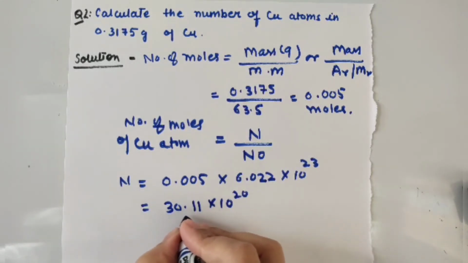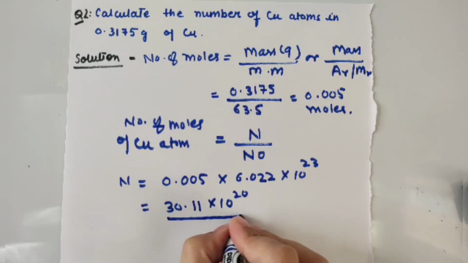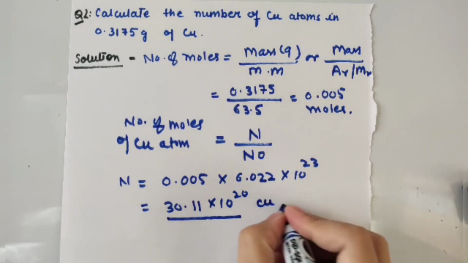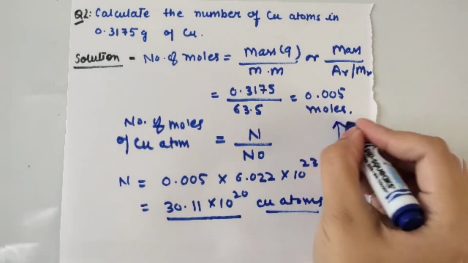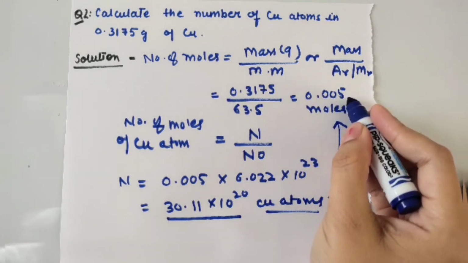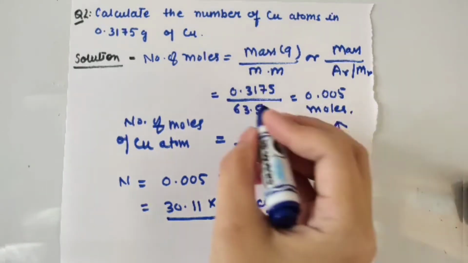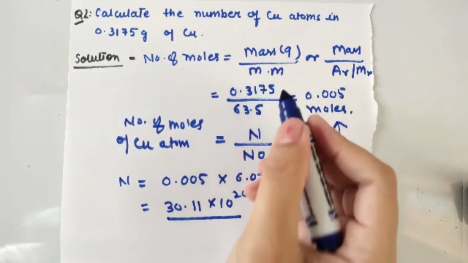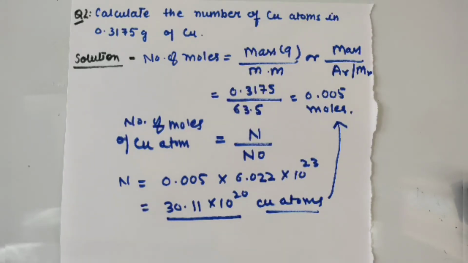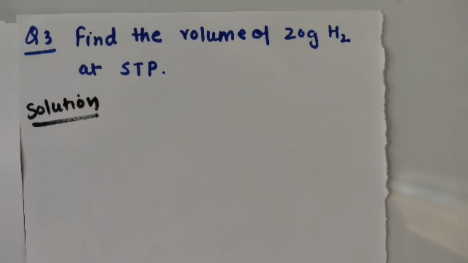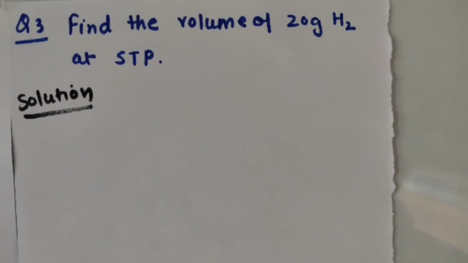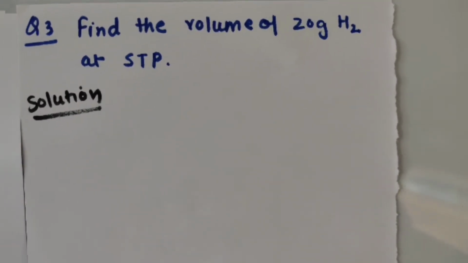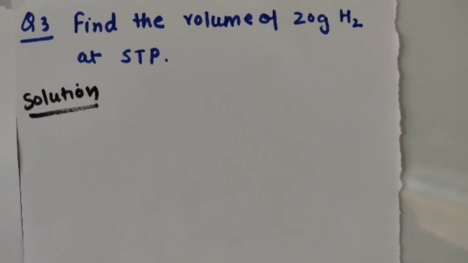It means there are 30.11 into 10 to the power 20 copper atoms present in 0.005 moles, or 0.3175 gram of copper. Let's move to another question. Our next question is, find the volume of 20 grams of H2 at STP. I encourage you to solve the problem by yourself.